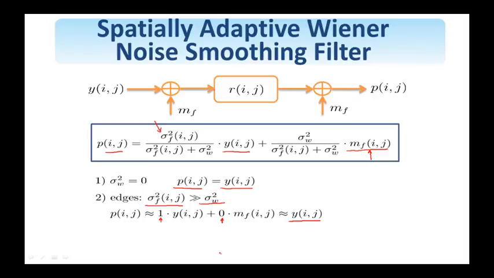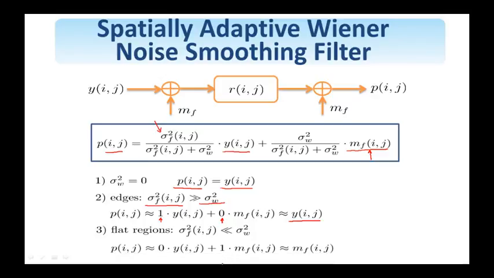so this is a desirable result. Now if we look at the flat regions, then the local variance of the image is much smaller than the noise variance, and then if I look at the coefficient, the first one is approximately equal to 0, while the second one approximately equal to 1, and therefore the output is a smoothed version of the input, and the output at that pixel location is equal to the local mean of the input.